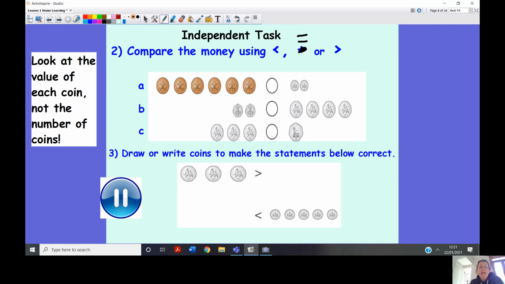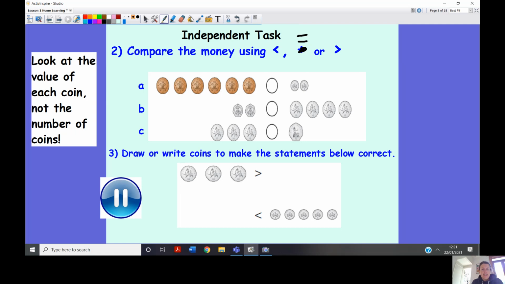Then for question 3, you need to draw or write the coins to make the statements below correct. So you are going to be completing these less than, greater than statements. So you need to count the number of coins on each side and then write the combination of coins to make those statements correct. Pause the video now and complete this task.